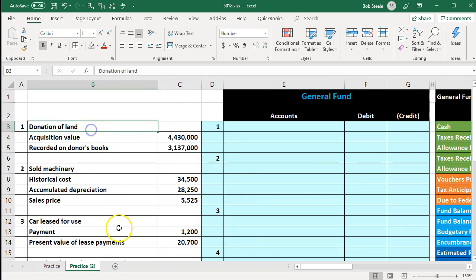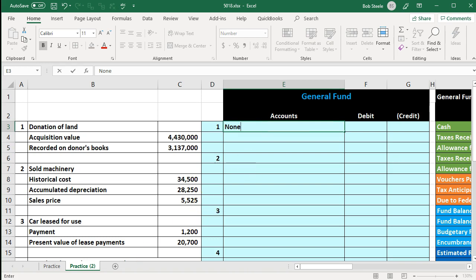First transaction, we have a donation of land, the acquisition value, and then the value recorded on the donor's books. Because the general fund is on a modified accrual basis and typically thinking about the current type of activity, the current flows, balance sheet usually having the current assets and liabilities, no activity here. So no activity on the general fund.